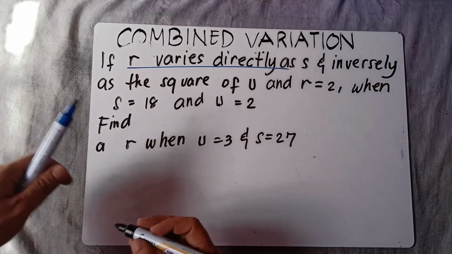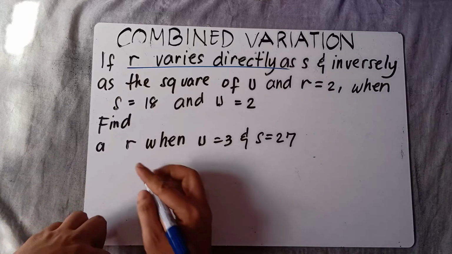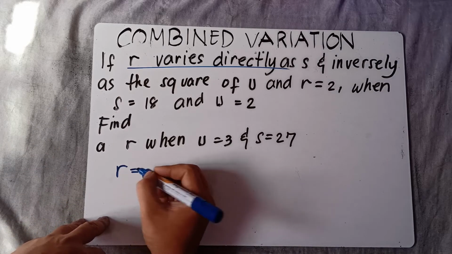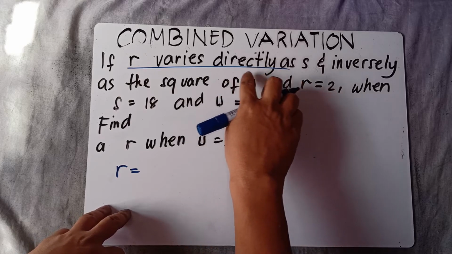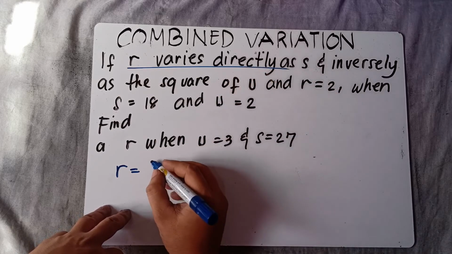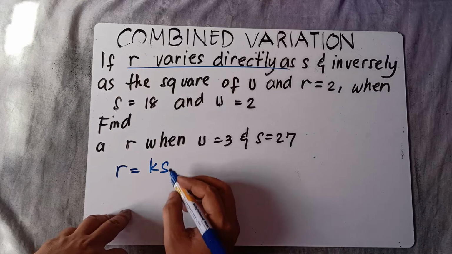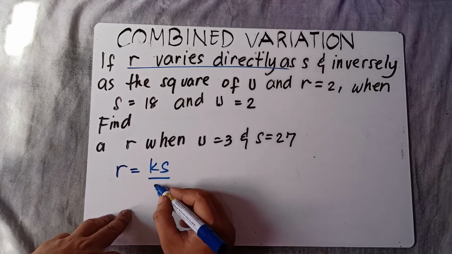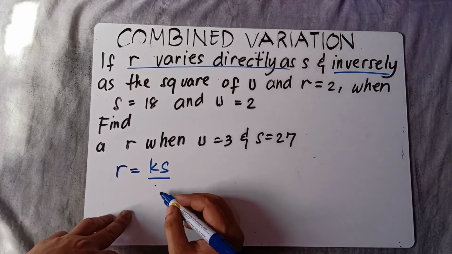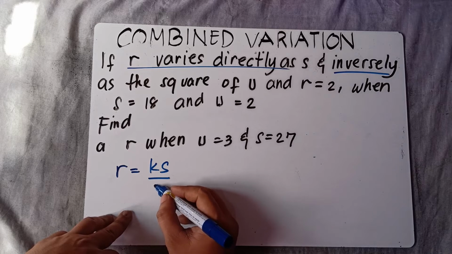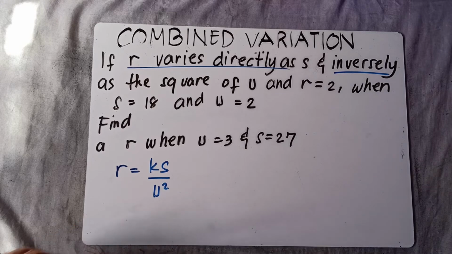and U equals 2. So R varies directly as S. Directly means that the variable is in the numerator. K S inversely as the square of U, so inversely means the variable must be in the denominator. Square of U, so U squared. So this is now the equation.